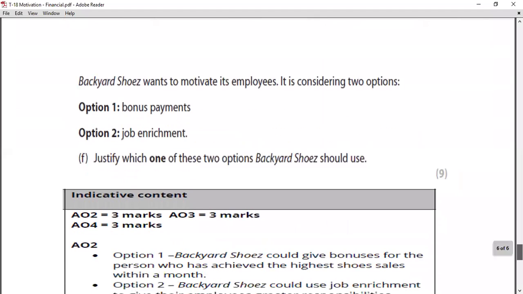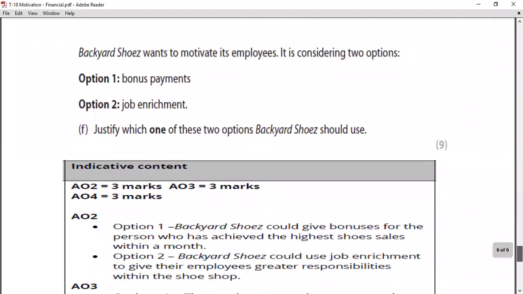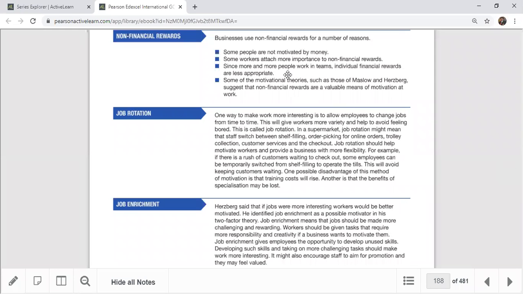So you can see here in the past papers there are plenty of questions like that. They're asking about bonus payment and job enrichment. Bonus is a financial method, job enrichment is a non-financial method. So far we have talked only about the financial methods of motivation. Non-financial methods of motivation we are going to discuss in my next session, mainly job enrichment, job rotation, and job enlargement, this kind of thing.